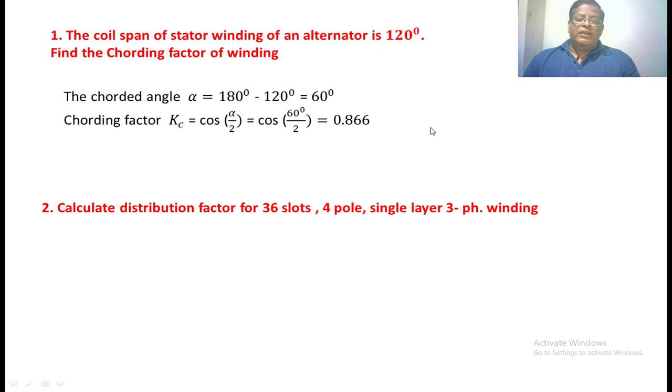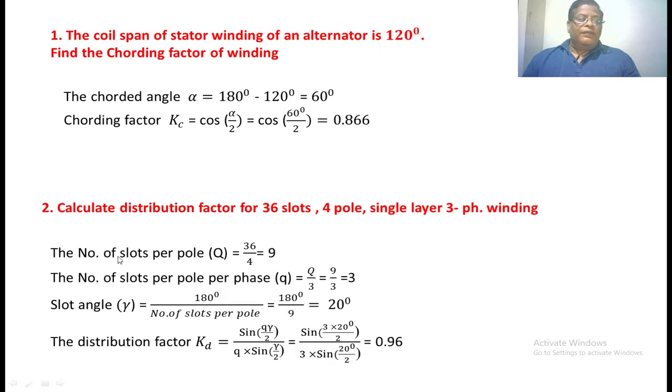Calculate the distribution factor for 36 slot 4 pole single layer 3 phase winding of an alternator. So first of all, you have to calculate the number of slots per pole. 36 by 4 gives the 9 slots per pole. Next, number of slots per pole per phase, that is small q. This is equal to capital Q by 3. We are getting the 3.